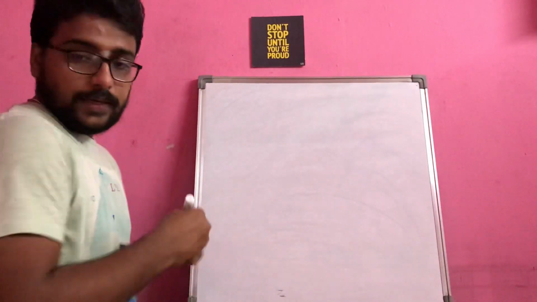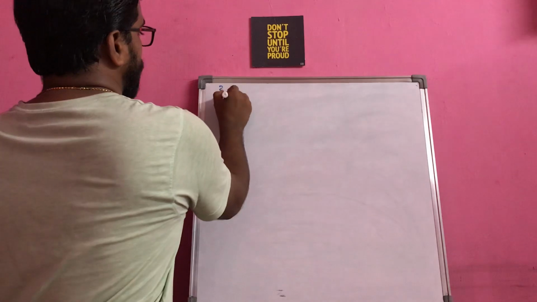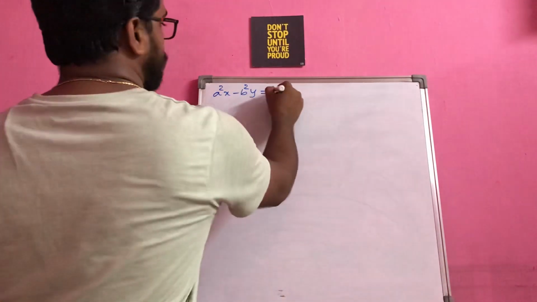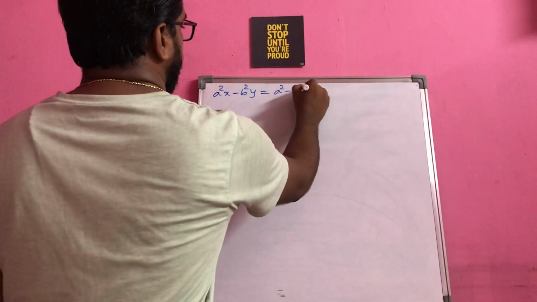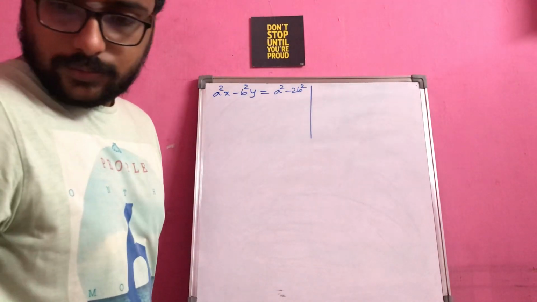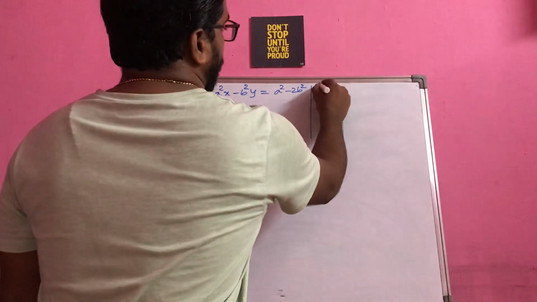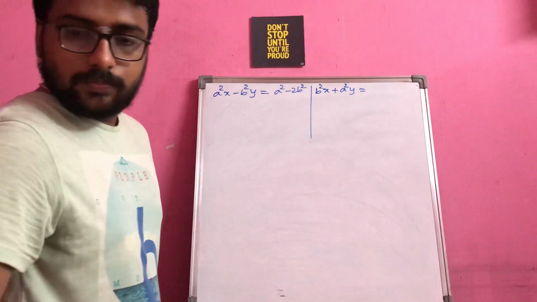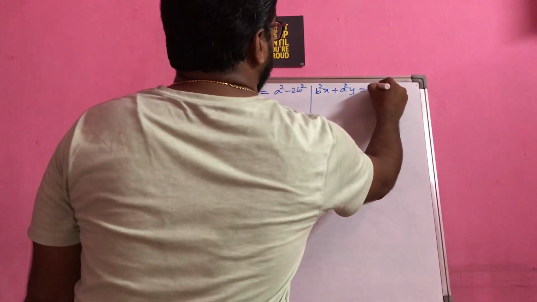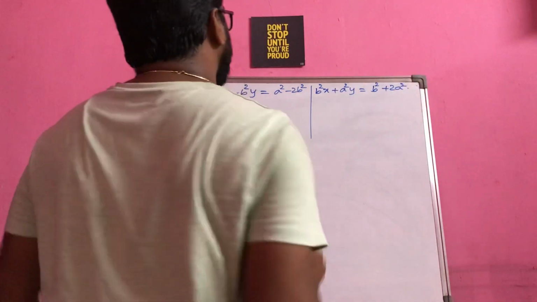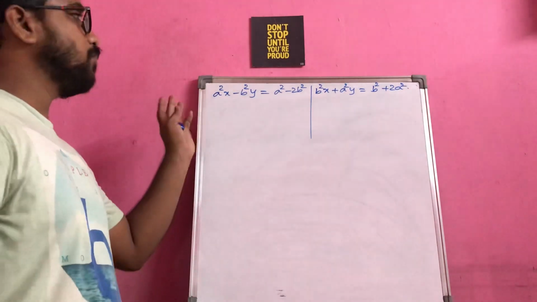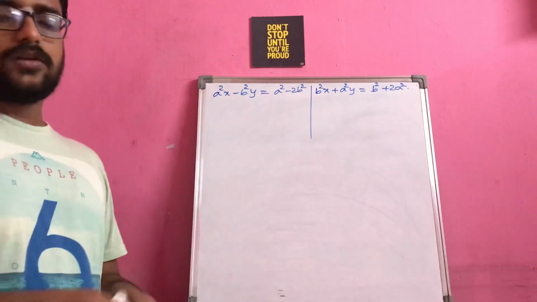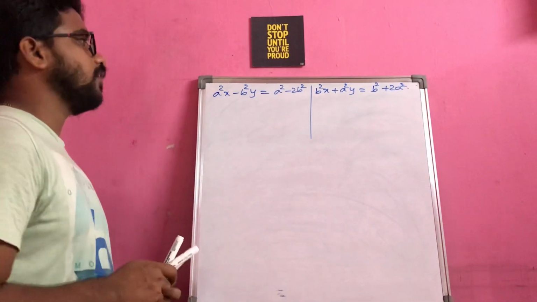See this one: a square x minus b square y is equal to a square minus 2b square. Second equation is b square x plus a square y is equal to b square plus 2a square. Okay. So you just observe here, in both the cases you are having almost the same thing. There is nothing much difference. So you can take any equation according to your wish.